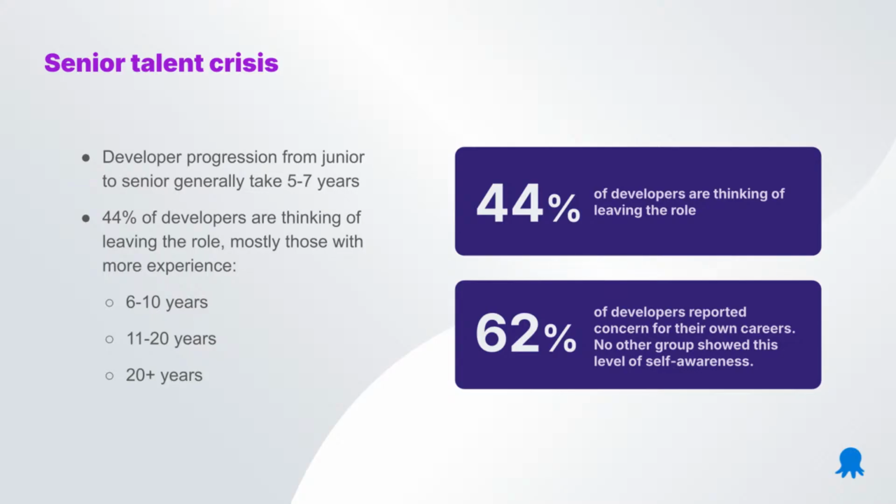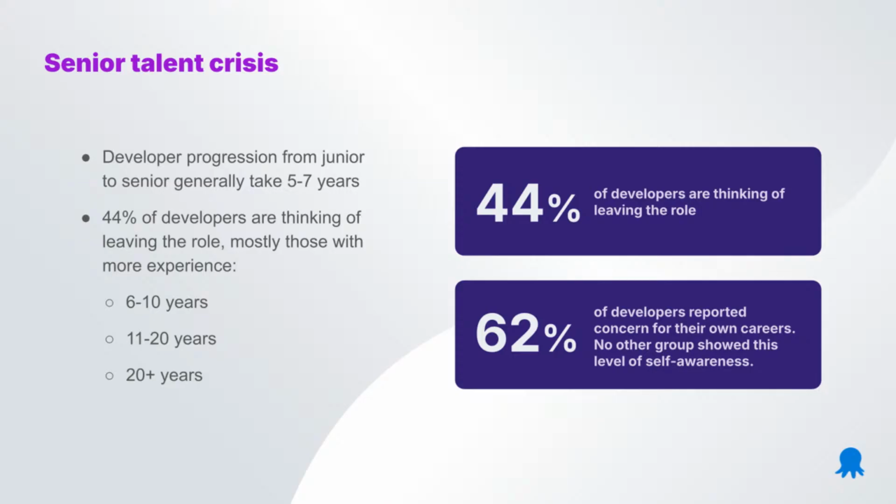Actually, that's a big segment in the report, but for now I'll move on. Moving on from there is a prediction of the fact that we have reduced junior developer hiring in the industry, leading to a potential senior talent crisis. Developer progression from junior to senior generally takes 5 to 7 years, and this can't be skipped. It needs that direct experience to develop all those critical problem solving and foundational skills to become experts.